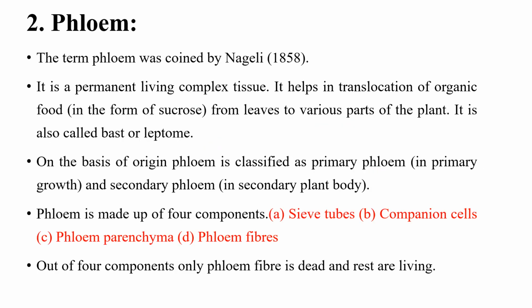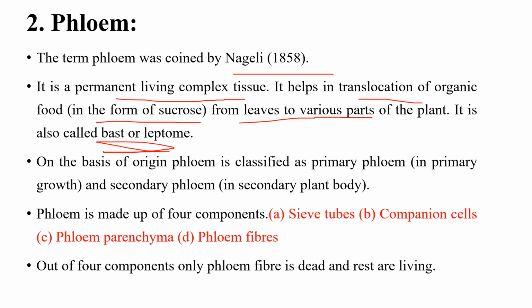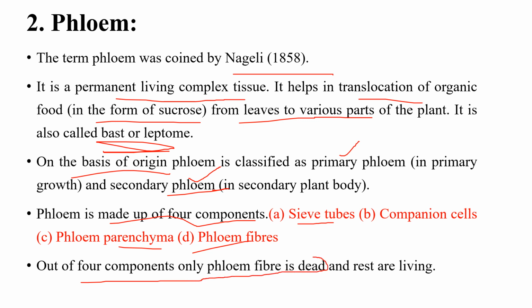Next, phloem. The term phloem was also coined by Nageli. It is also a permanent living complex tissue, which helps in translocation of organic food in the form of sucrose from leaves to various parts of the plant. It is also called bast or leptome. On the basis of origin, it can be classified as primary phloem or secondary phloem. Secondary phloem is formed during the secondary growth of the plant. Phloem is made up of four components: sieve tubes, companion cell, phloem parenchyma and phloem fiber. Out of four components, only phloem fiber is dead, the rest are living.